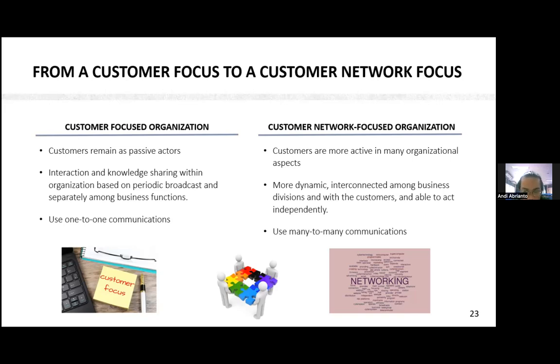In this era, customers are no longer passive bystanders in the research, planning, and development of new products and services, or waiting patiently for companies to roll them out to a mass market and trumpet them with one-way communication. Customer networks are more dynamic, interconnected, and able to act independently of the strategy and plan of the business, empowered by the internet's many-to-many communication tools.